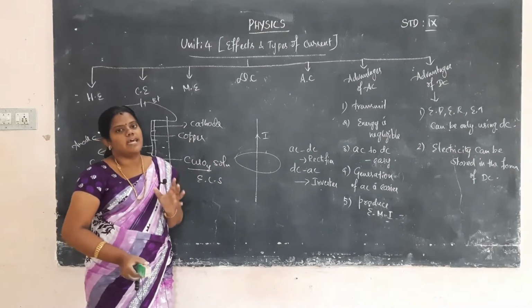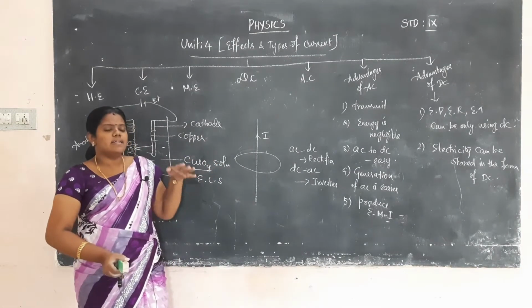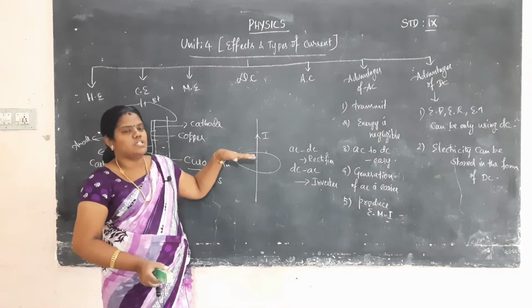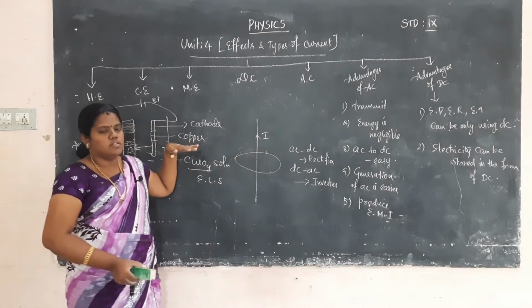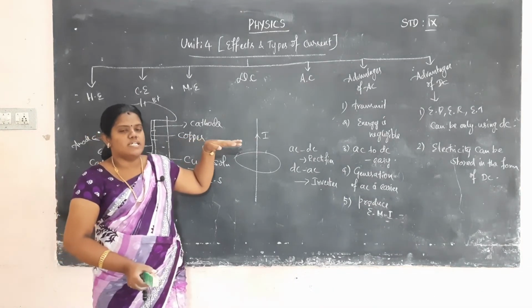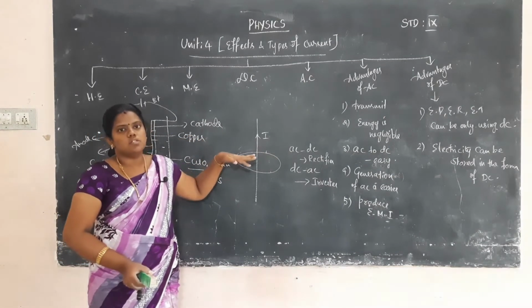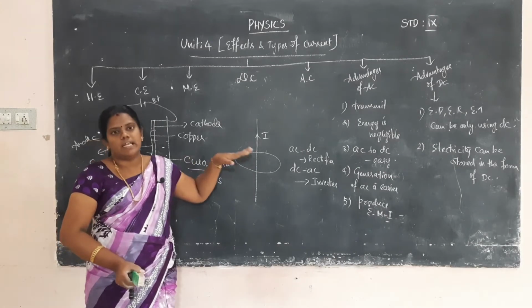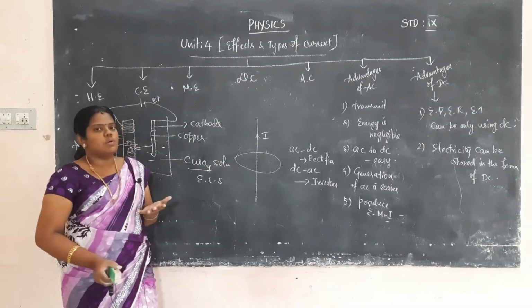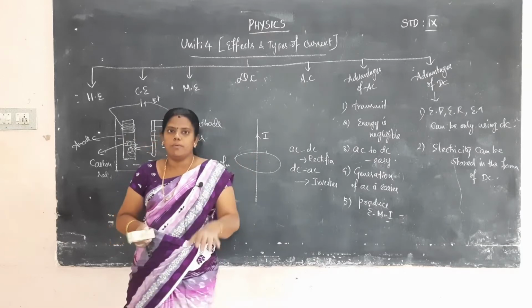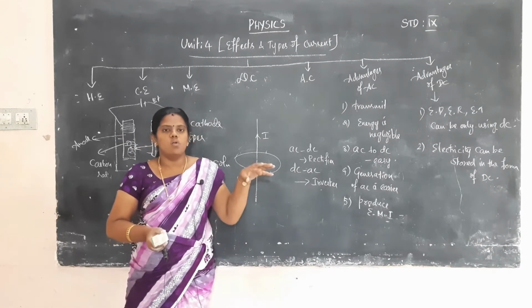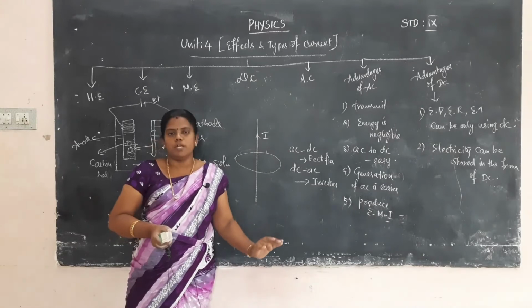DC means direct current. Direct current does not change its direction. It goes in one direction, so DC current is also called unidirectional current. Unidirectional current means it does not change its direction. For example, positive voltage always flows from higher potential to lower potential.